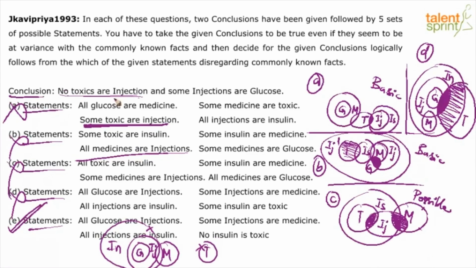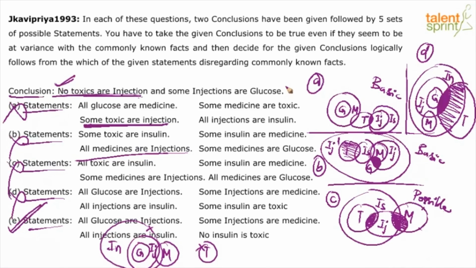Now look at the conclusions. The first one, no toxics are injection. Is it true or false? True. See, toxic cannot touch insulin. When toxic cannot touch insulin, how will it touch something which is inside insulin? So no toxic is injection is correct. So the first one is correct according to option E.